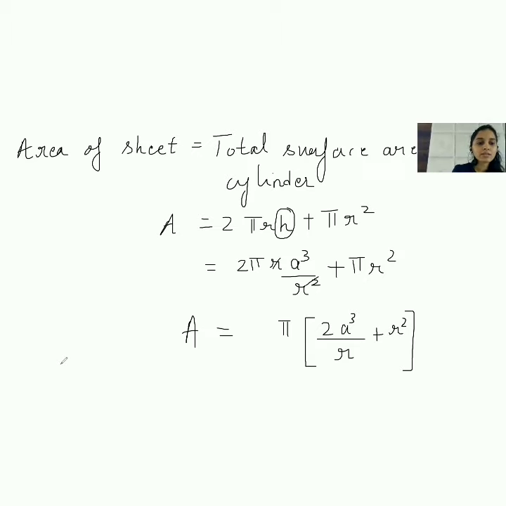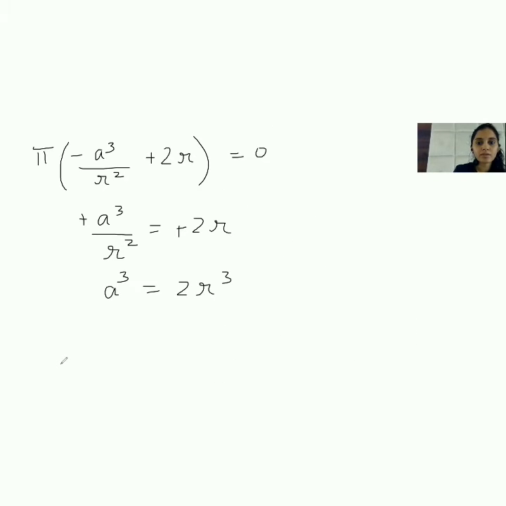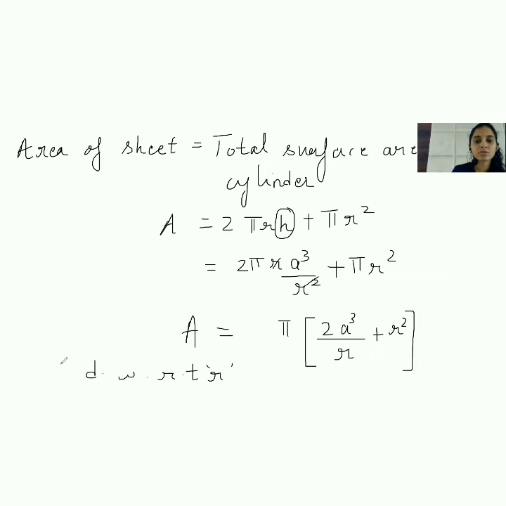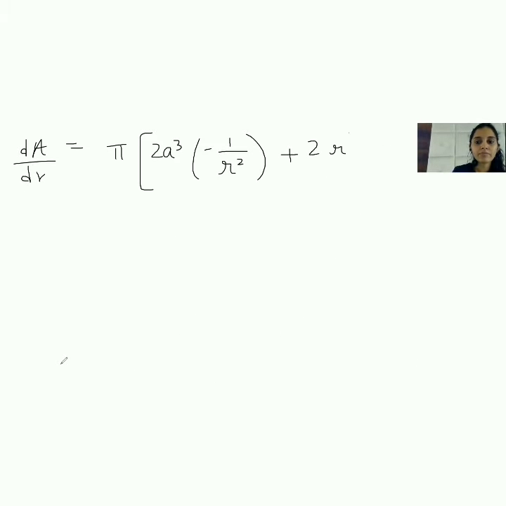Now, to get this as the minimum, the derivative of this should be 0. So let us differentiate this with respect to radius r. dA by dr is equal to, let us differentiate this. We have pi outside, we keep it here. 2a cube is a constant, we'll keep it separate. We have 1 upon r, which will be minus 1 upon r square, and we have plus r square, that is plus 2r.